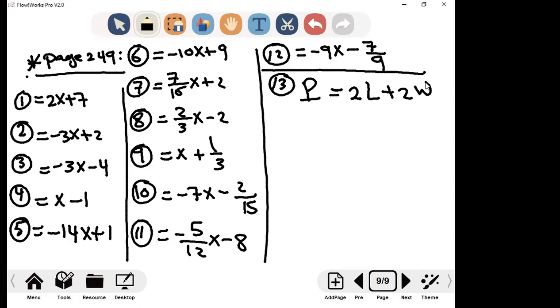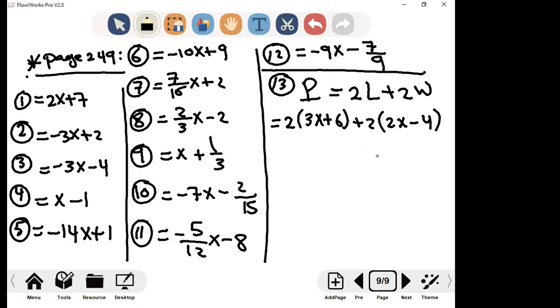Check the perimeter. Now the length is given, 3x plus 6. So replace the length by 3x plus 6, plus 2 multiply the width. The width is 2x minus 4. Equal 2 multiply the length, which is 3x plus 6, plus 2 times the width, which is 2x minus 4, right?